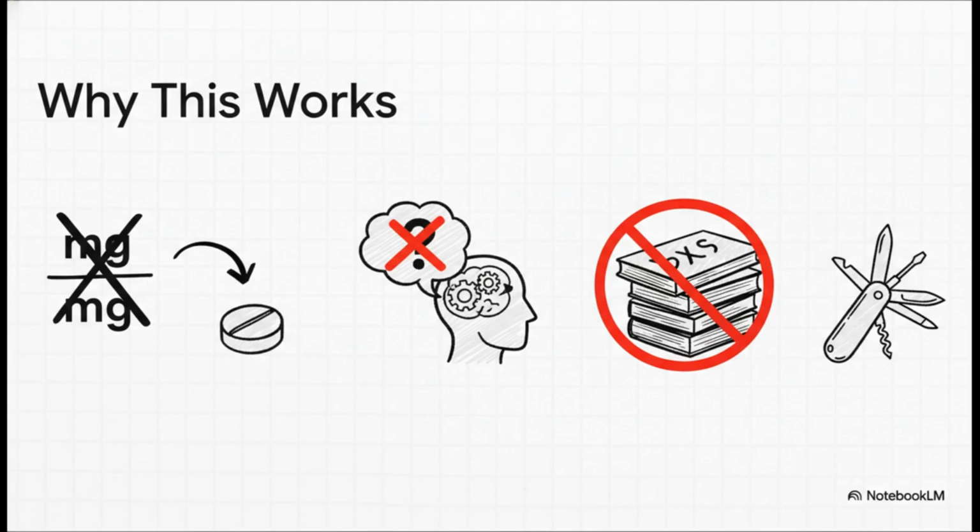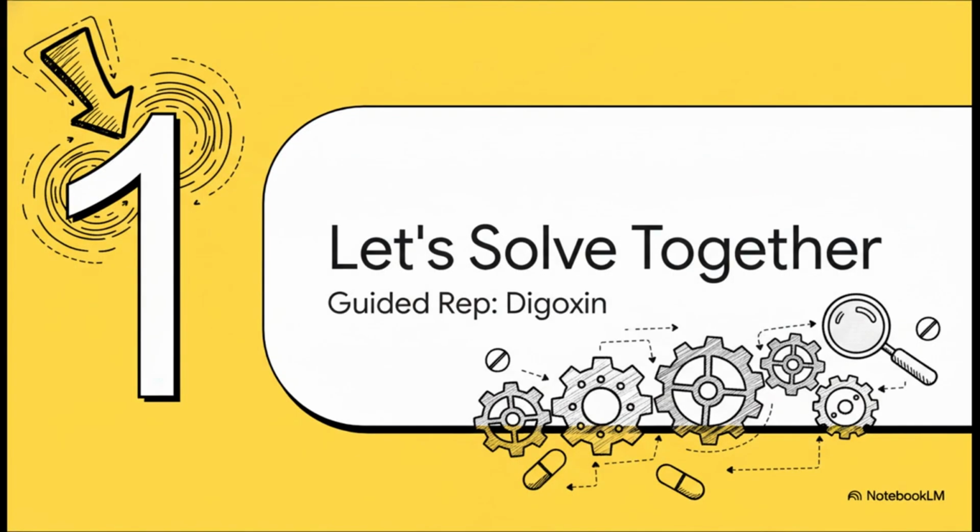It's perfect. Second, there's absolutely no guessing. It's just a straight-up logical process. And third, you don't have to memorize a ton of different formulas. This one method, it works for everything. Okay, that's enough talk. Let's solve one together. We'll do a guided rep with a digoxin problem.